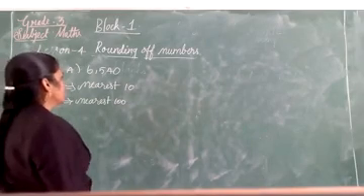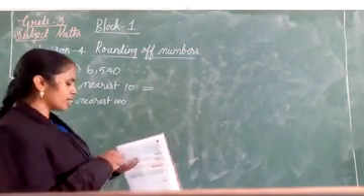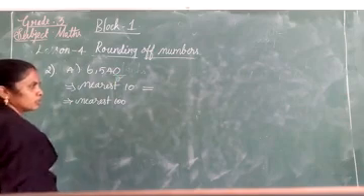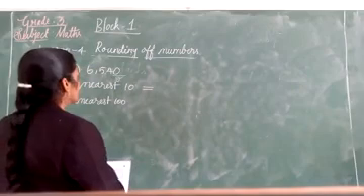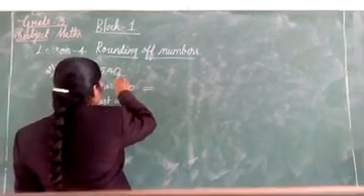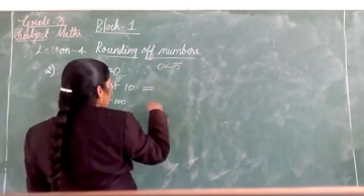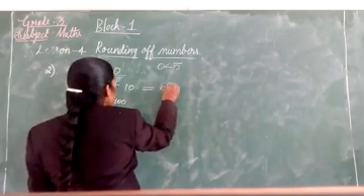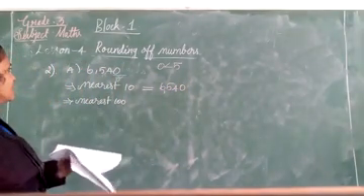So, nearest 10 means what we should do? We should look at the digit at the place of ones. So, what is the digit in the place of ones? We have 0. If the digit is less than 5, we should round down the number. So, here we have 0, that is less than 5. So, we should round down to the nearest 10. That is 40 itself. Therefore, answer is 6540.